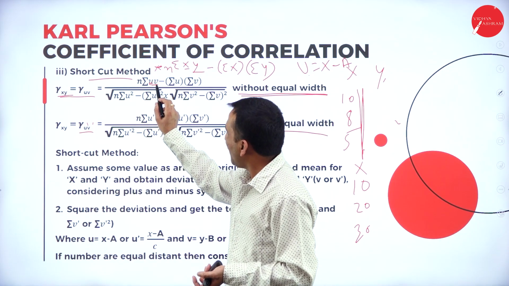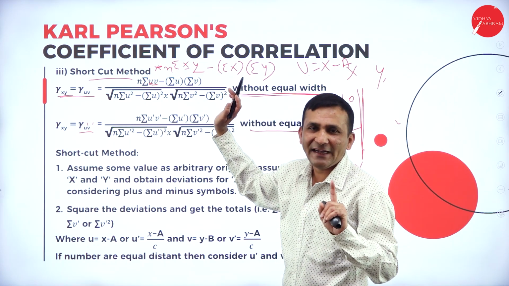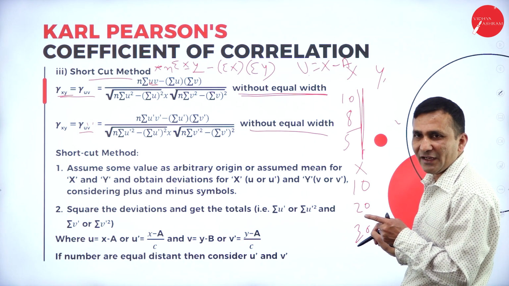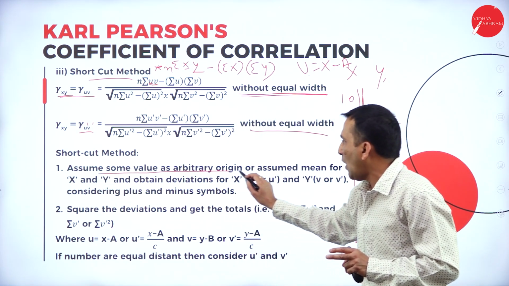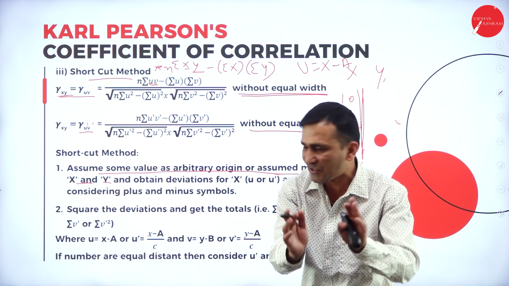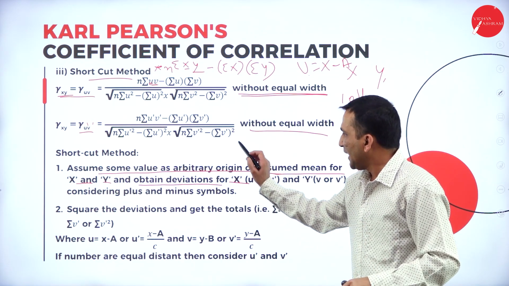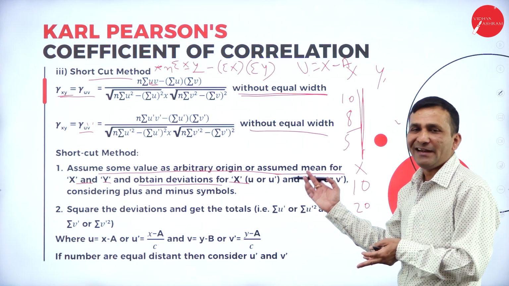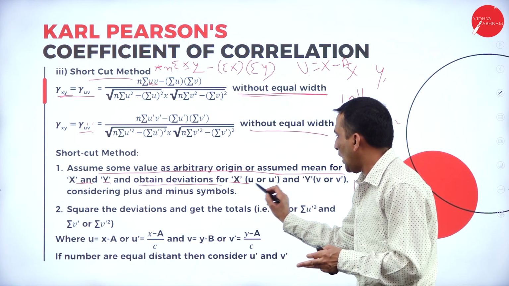So the same formula, wherever you find x, the formula is standard, you write u dash. Why do you write u dash? Because that's the value with equal distance we are getting. So 10, 10, 10 difference we are getting now. How do we find u dash? The formula is very simple. Assume some value as arbitrary origin, assume the mean for x and y, which is given in the question, and obtain the deviation of x. See, in case of a single digit, we do the direct method. In case 2 or 3 digits are given in the question, that's when we do the shortcut methods. So how do you get u?